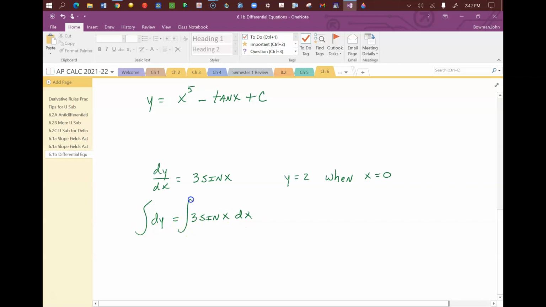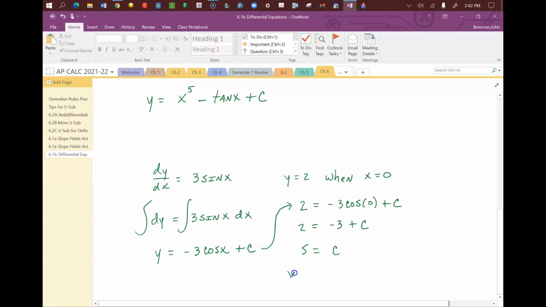We're going to integrate both sides to solve for y, so we get y is equal to negative 3 cosine of x plus c. At this point, we have to substitute in the information that we have, and we know that y is 2 when x is 0, so 2 equals negative 3 cosine of 0 plus c, and as you know, the cosine of 0 is 1, so we have 2 is equal to negative 3 plus c, or c is equal to 5.